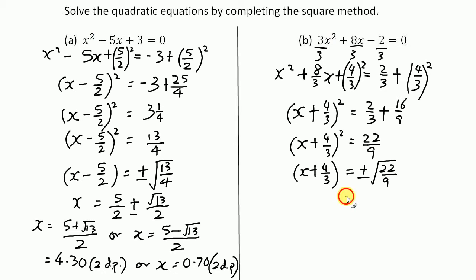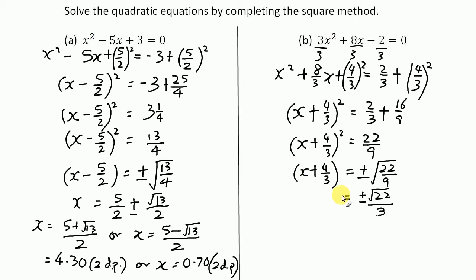This can be rewritten as plus minus square root of 22 over, because the square root of 9 gives you 3, so we can write 3 here. Notice that the square root no longer includes the 3. It's only for the 22.